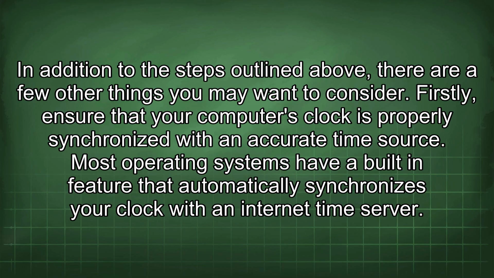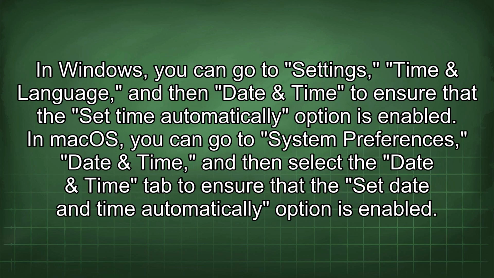In addition to the steps outlined above, there are a few other things you may want to consider. Firstly, ensure that your computer's clock is properly synchronized with an accurate time source. Most operating systems have a built-in feature that automatically synchronizes your clock with an internet time server. In Windows, you can go to Settings, Time and Language, and then Date and Time to ensure that the Set Time Automatically option is enabled. In Mac OS, you can go to System Preferences, Date and Time, and then select the Date and Time tab to ensure that the Set Date and Time Automatically option is enabled.